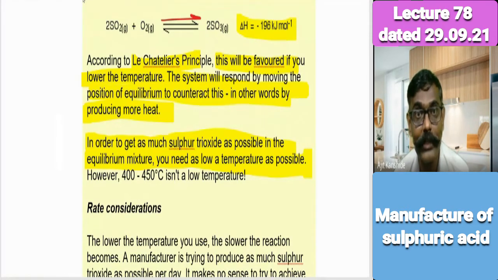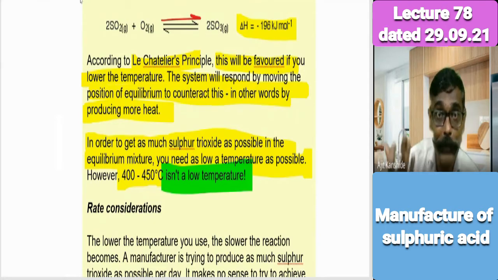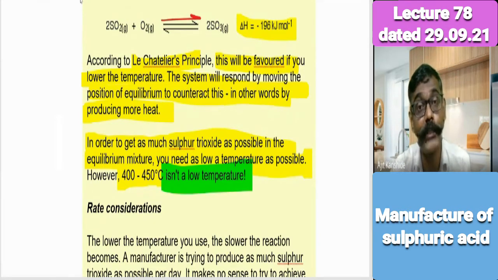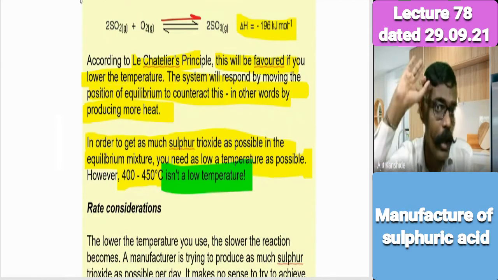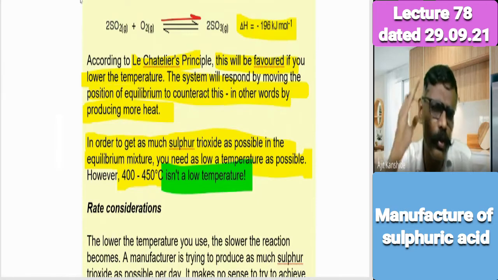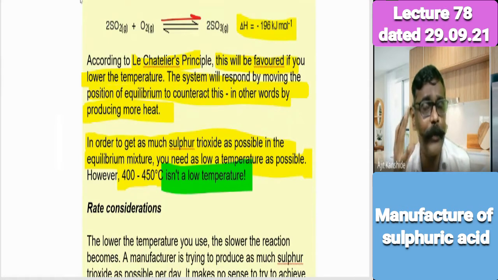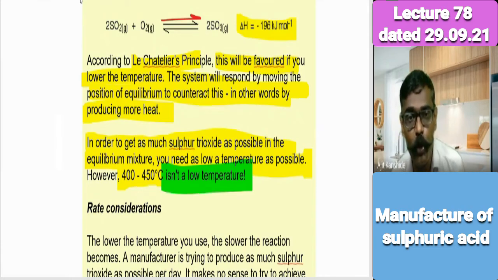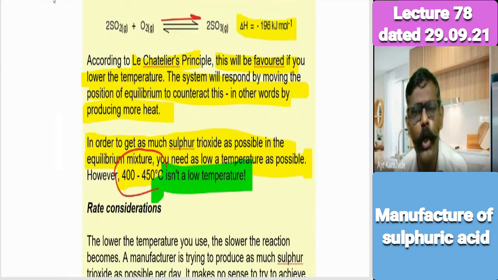And the temperature the author has given is 400 to 450 degrees centigrade. See, is it not a low temperature? Low and high we consider in terms of our perspective. Ice means cold, it's a low temperature. Who said ice is a low temperature? It can also be high, because for ammonia liquefaction, carbon dioxide solidification, or nitrogen liquefaction, a very low temperature is necessary. So low and high is a relative concept. Don't assume temperature means room temperature or average. So 400 to 450 degrees centigrade for industrial chemistry is also a low temperature.